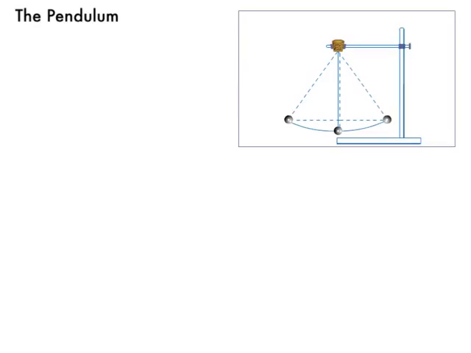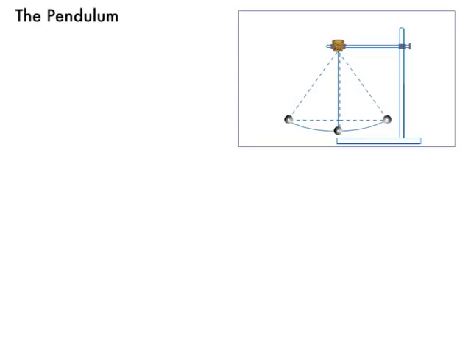Hi, this is Mr. Pepperell, and in this video I'm going to be talking to you about the pendulum, and more specifically how to calculate both the time period and the frequency of a pendulum. So for a simple pendulum, it's an example of oscillating motion, and what I mean by that is that the pendulum just moves to and fro back along the same line.